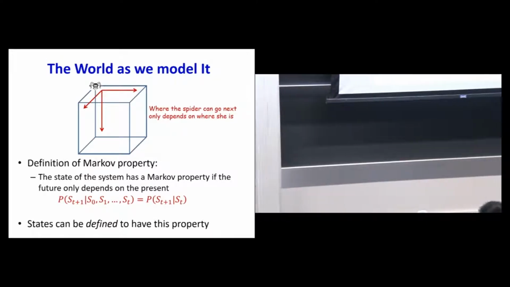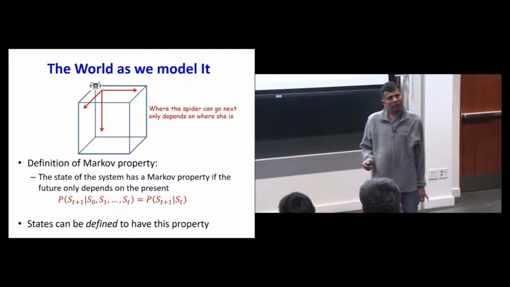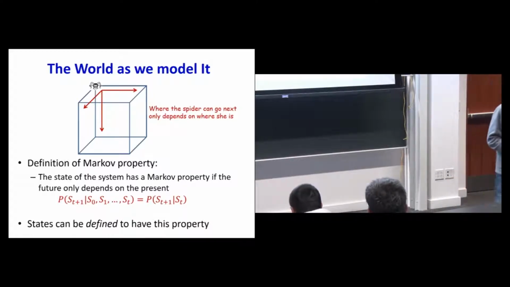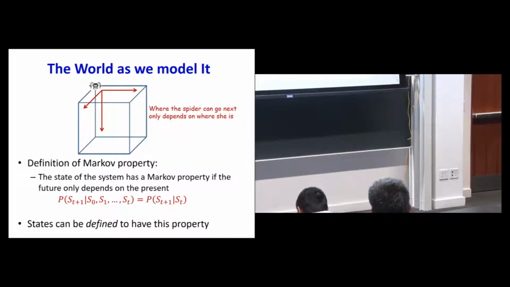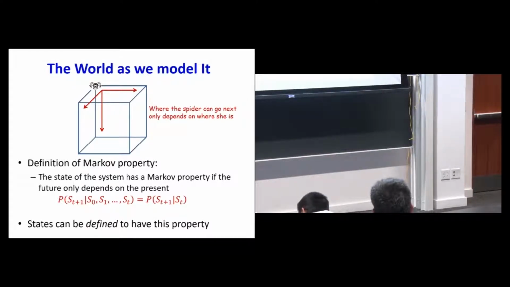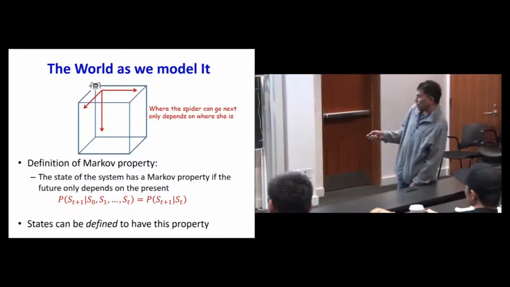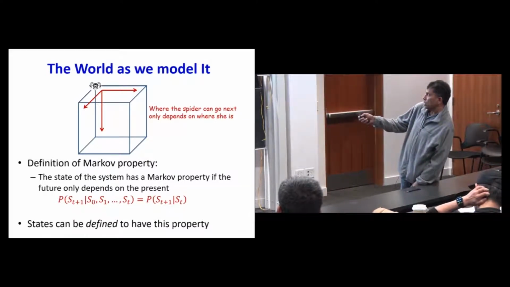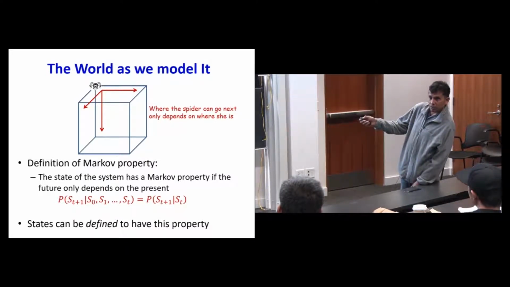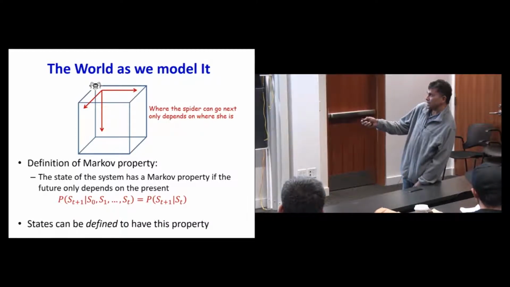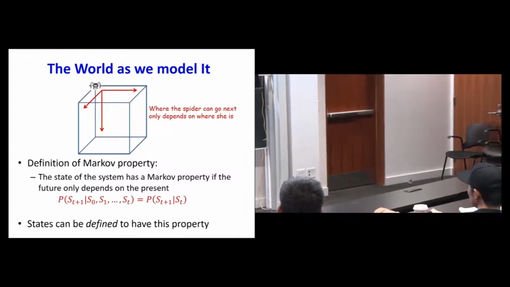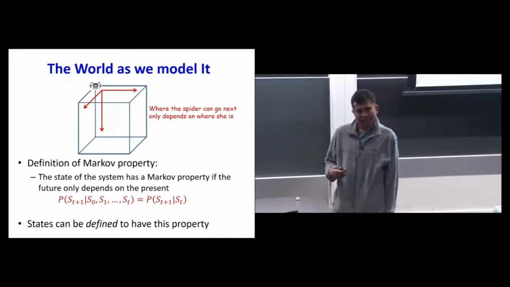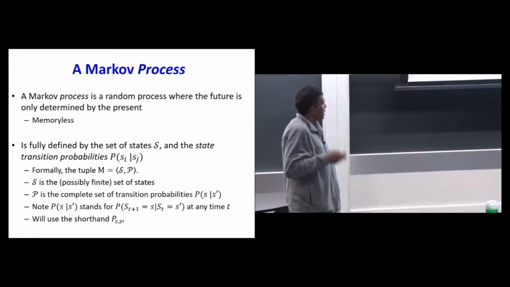So here's the world as we know it. Where the spider can go to next only depends on where the spider is currently at. This is an example of the Markov property. The state of the system has a Markov property if the future only depends on the present. So the spider is still stochastic. The future is not deterministic. But the 3 states it can arrive at and the probabilities of the 3 states depend on the spider's current state. So the future depends on the present, even though it is stochastic. And states, as we saw, can be defined to have this property.